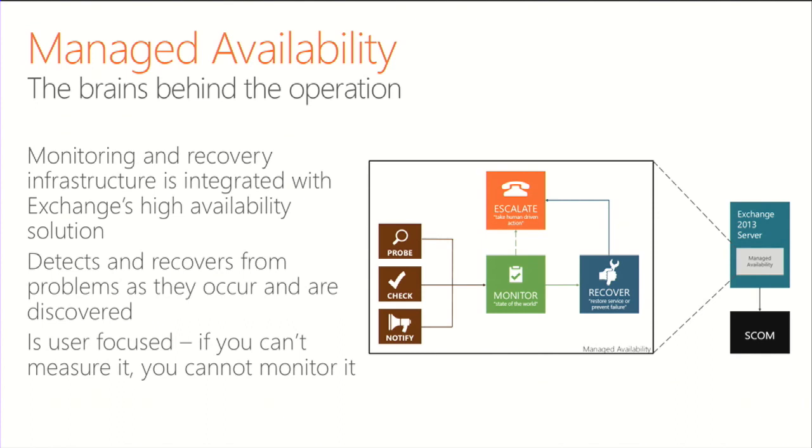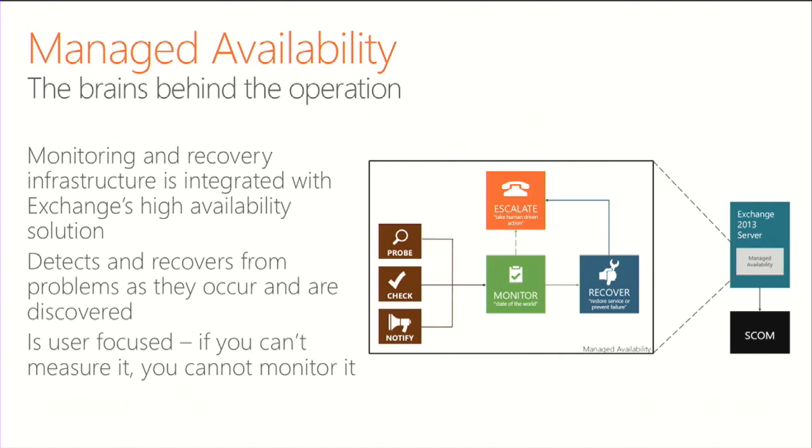We actually have to act on the data. And this is where managed availability comes into play. Managed availability is a new infrastructure that is on every Exchange 2013 server that you deploy, that sits there, collects data through a probe engine. That data is then evaluated by a monitoring engine to determine whether the particular protocol, service, component is either healthy or unhealthy.